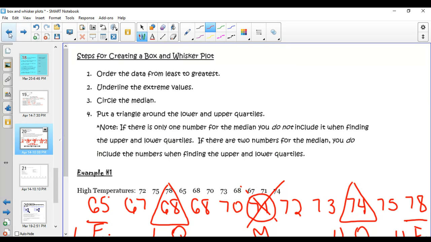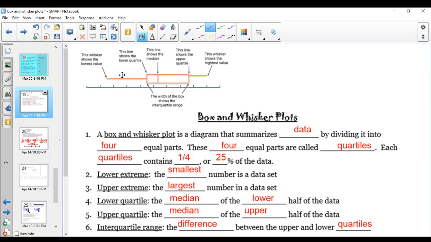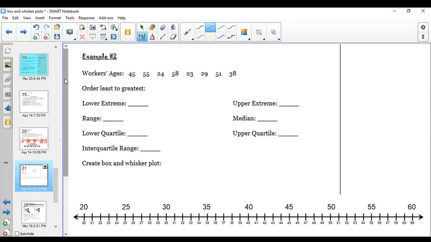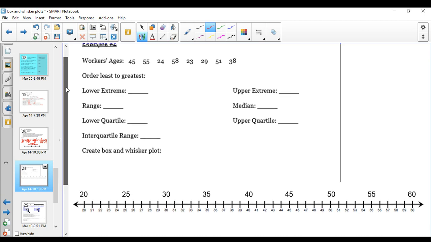So again, if you go back to this visual right here up at the top where everything is labeled, this is a pretty nice summary of all of the different parts and pieces that you need to know. Okay, now let's look at example 2. We have a list of workers' ages, so following those same steps from the previous slide.